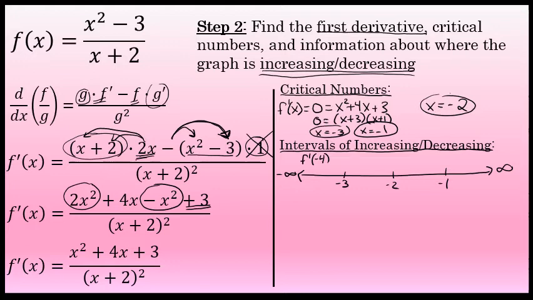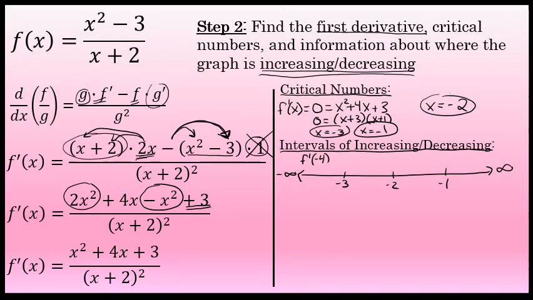And when I substitute negative 4 into the first derivative, if I get a positive value, that means the function is increasing, not only at negative 4, but at every x value in the interval from negative infinity to negative 3. It doesn't even matter what the actual value is. If it's negative, it's decreasing. If it's positive, it's increasing.